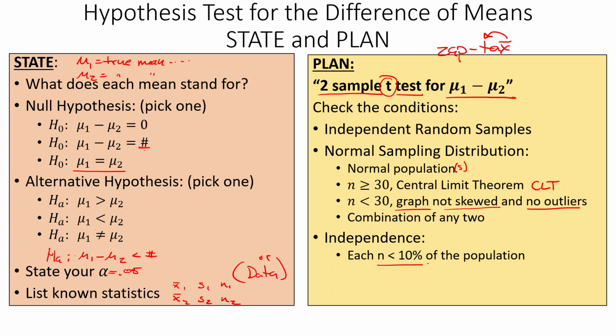For independence, same as we always do, our sample size needs to be less than 10% of the population for each one of our samples.